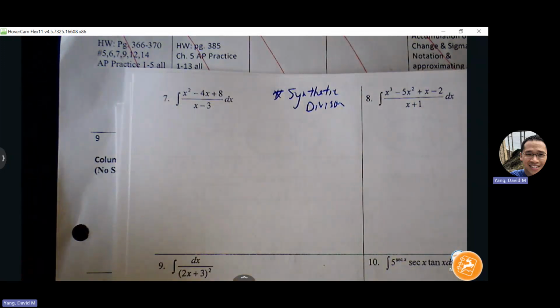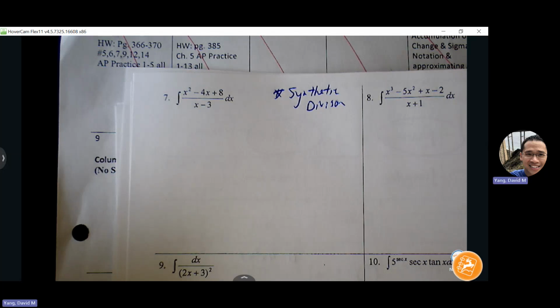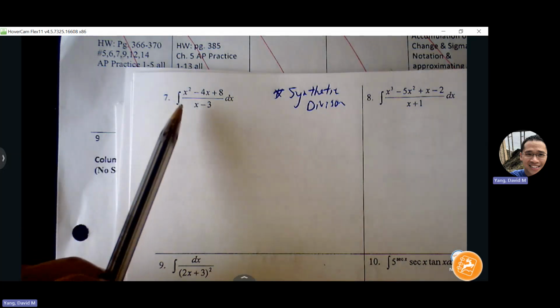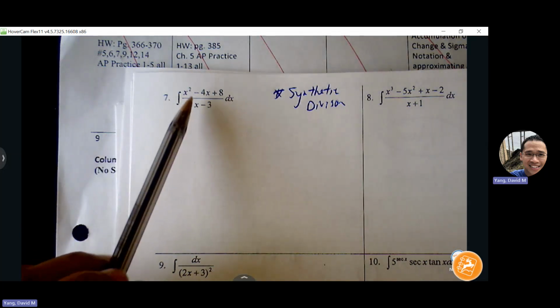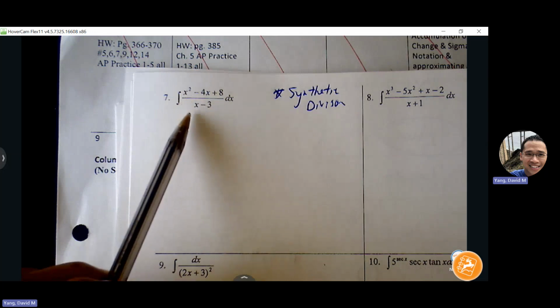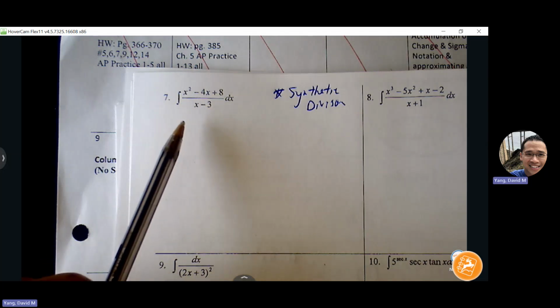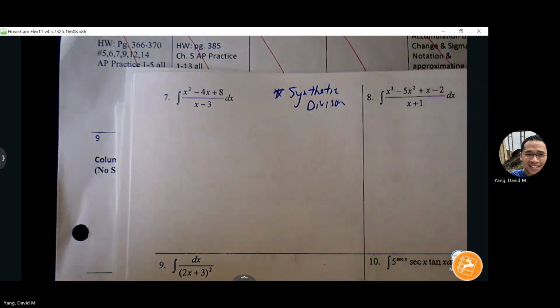What would make it a u-sub problem, like, denominator? Yeah, usually what happens is if the denominator has a higher degree than the numerator, that's a good fit for u sub. Yeah. Okay.